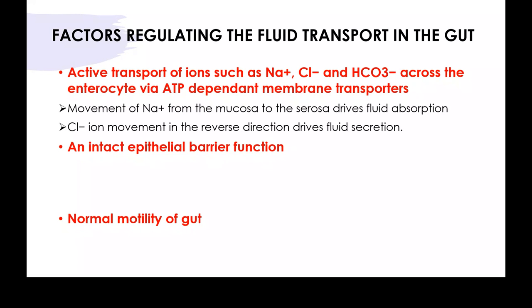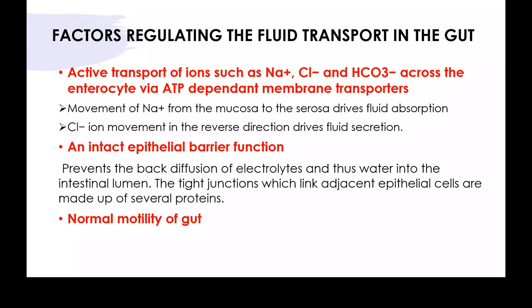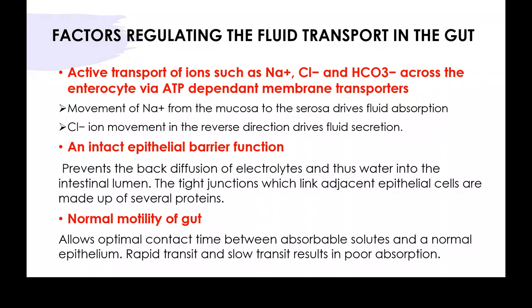And the intact epithelial barrier function, as I said, prevents the back diffusion of electrolytes and water into the intestinal lumen. The cells are bound to each other very tightly with several proteins, so it doesn't allow the fluids to leak into the lumen. Thirdly, the normal motility of the gut. For your fluids to get absorbed properly into the enterocytes from the lumen, there should be adequate transit time. If the transit is very rapid or very slow, that will result in poor absorption.